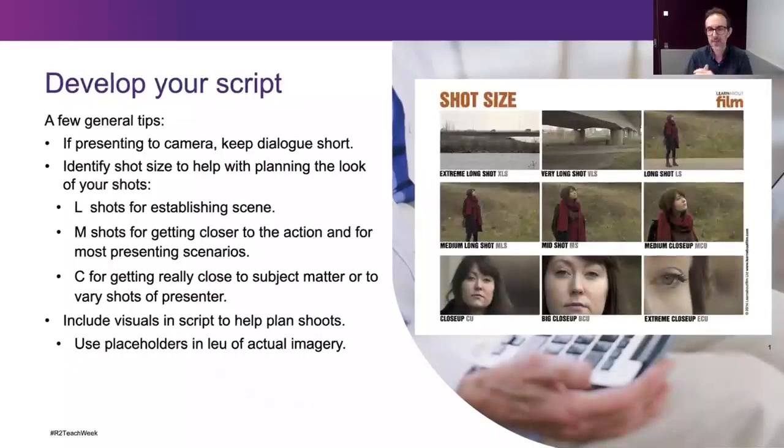So this is a bit of an example of the kind of shots that you might use. Things like extreme long shots and long shots, and you can see the little abbreviations, LS, XLS, VLS. They're really good for establishing scenes. So your first shot might be establishing the building you're in, or a pan of the lab or something like that.